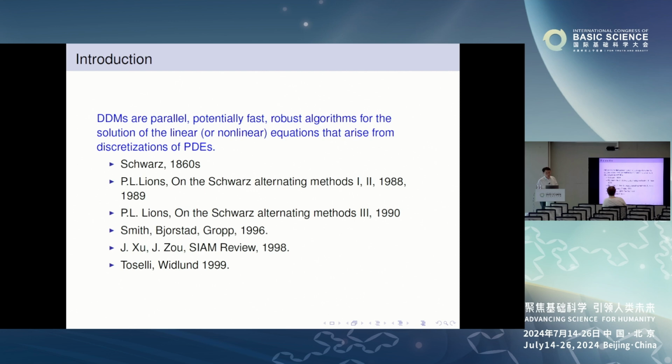Of course, there are lots of books and review papers in these directions. I just list two very famous books: one by Smith, Bjorstad and Gropp in 1996, and another by Toselli and Widlund in 1999. These are very famous books. Every student who would like to learn domain decomposition methods can learn from these two books. Of course, there are also lots of review papers in these directions.